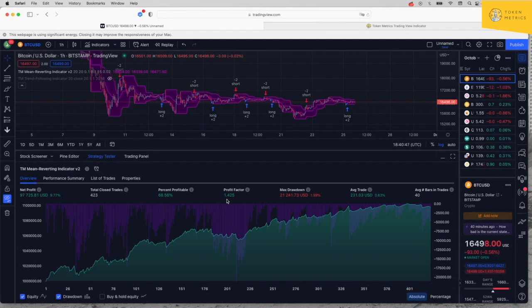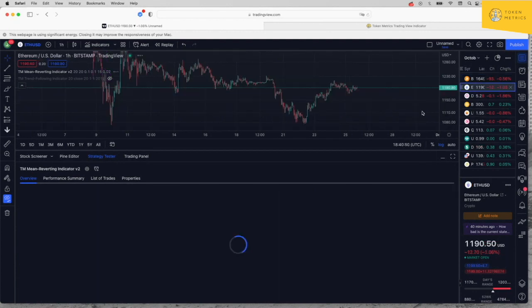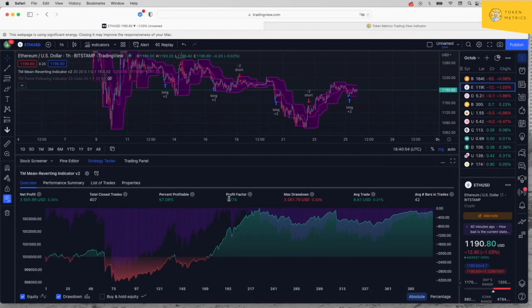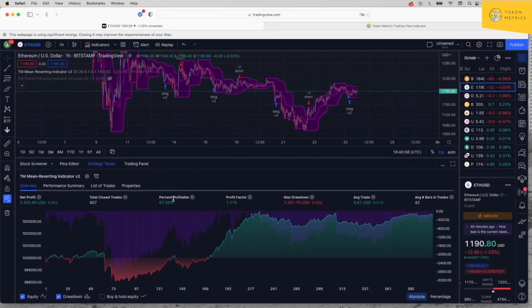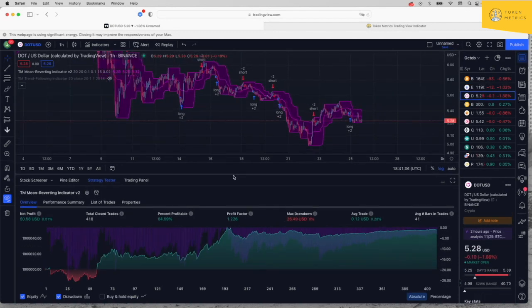Now here, the profit factor is 1.4, which is really good. On other tokens, it might be less. For example, here it's 1.17. It's still relatively good. The percent accuracy is still pretty high, and max drawdown is pretty low. And then similarly, we can try this for a bunch of other tokens as well.